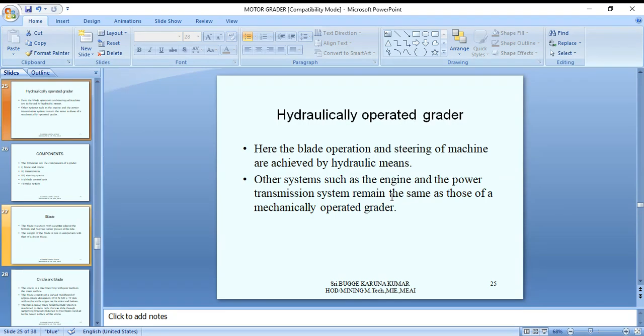Hydraulically operated grader. Here the blade operations and steering of the machine are achieved by hydraulic means. So all the mechanisms are related to hydraulics. So that is called a hydraulic blade mechanism. This is called a hydraulic operated grader. The blade operations and steering of machines are achieved by hydraulic means. Other systems such as the engine and the power transmission system remain the same as those of the mechanically operated graders.